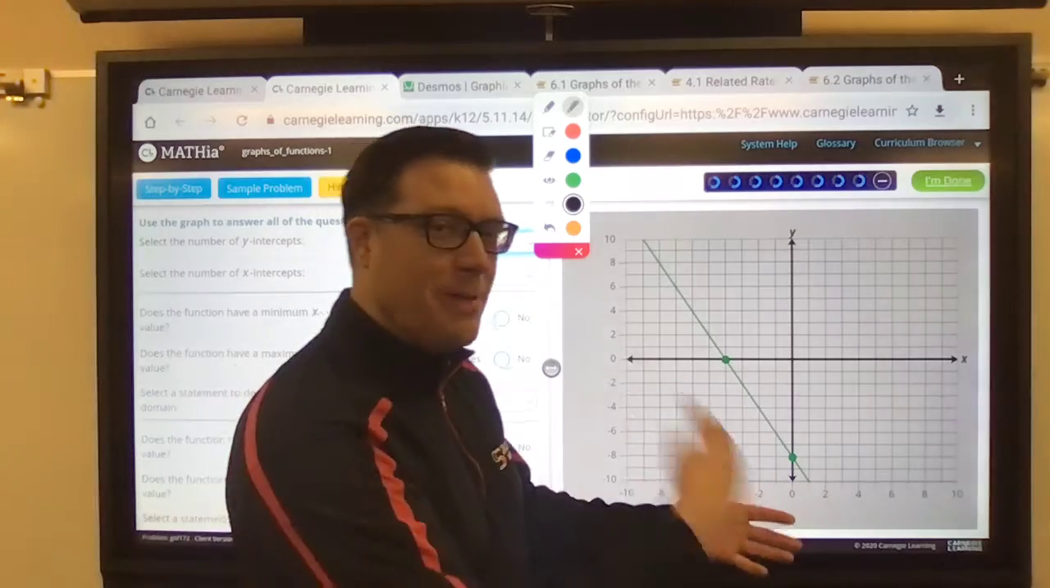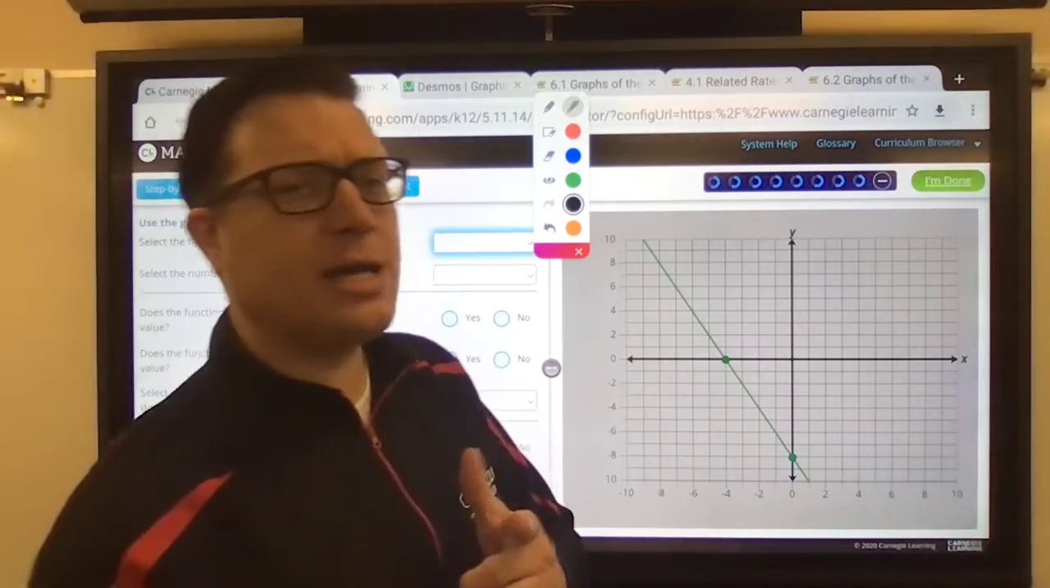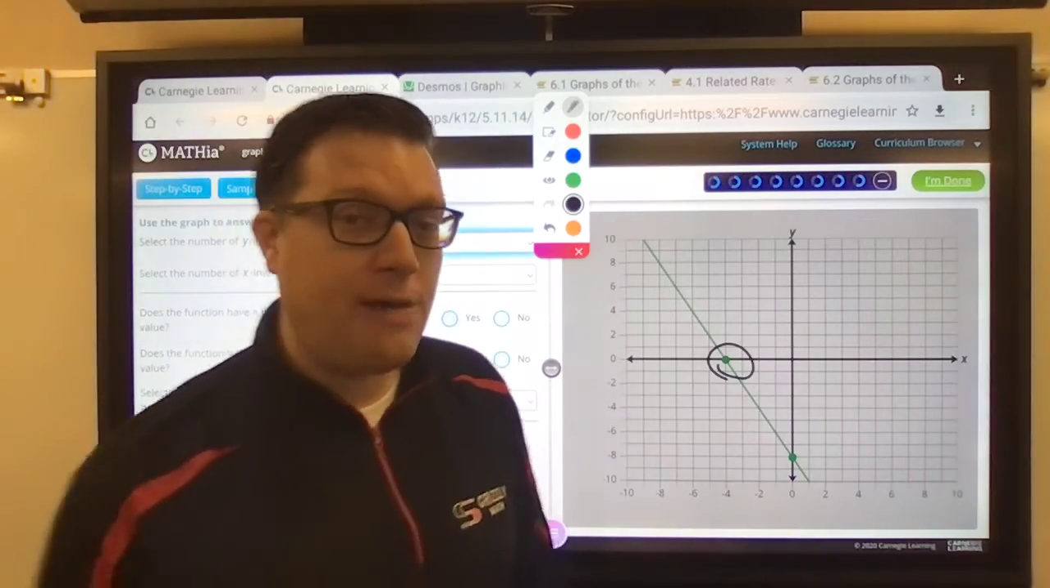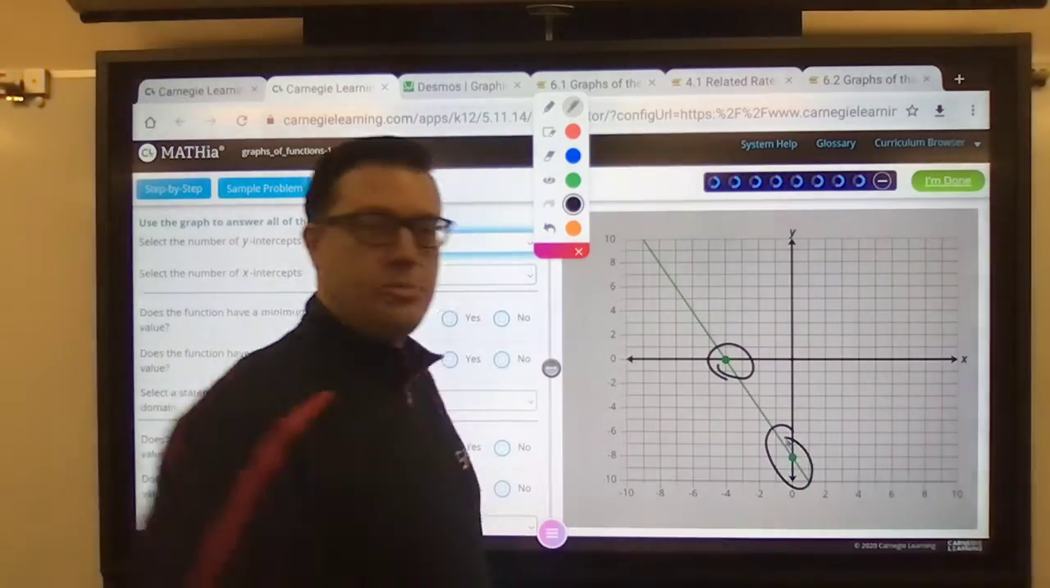I know it's linear because, man, it's a straight line. How many x-intercepts does it have? 1. Right there. How many y-intercepts does it have? 1. Right there. We should be able to label it.